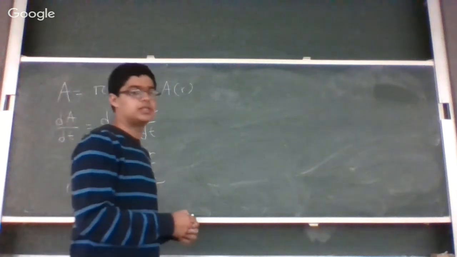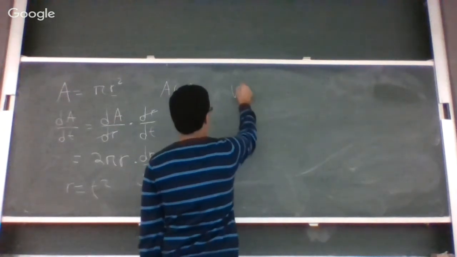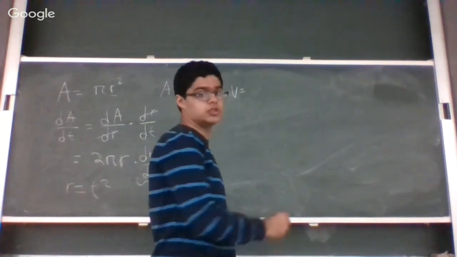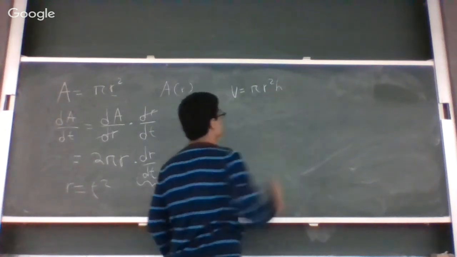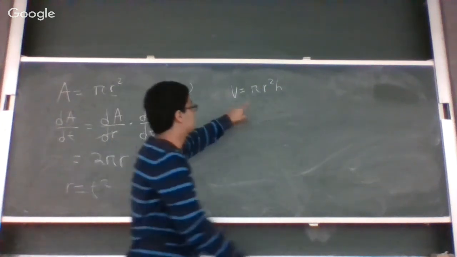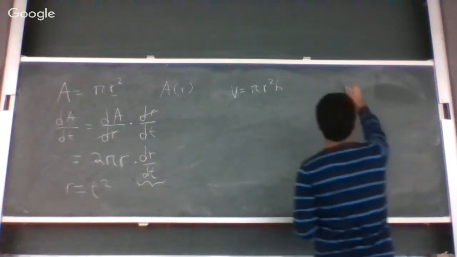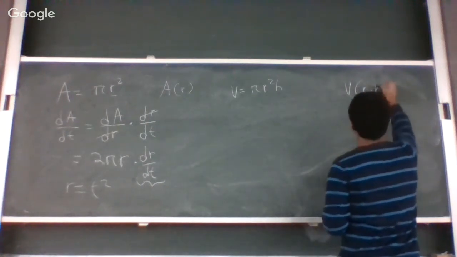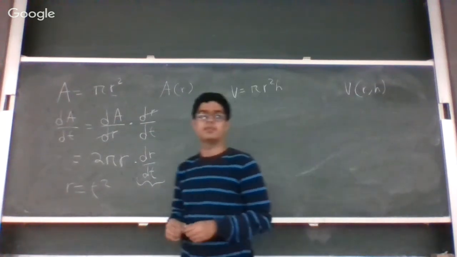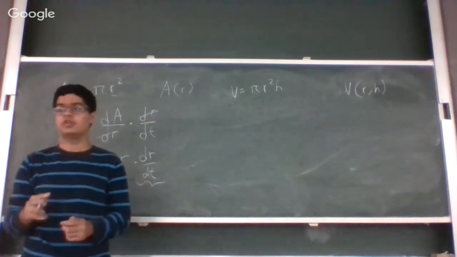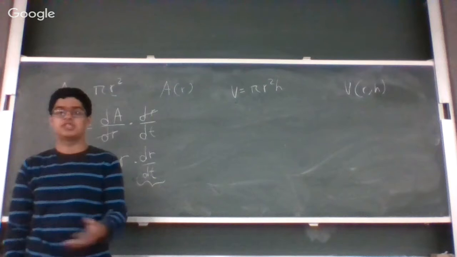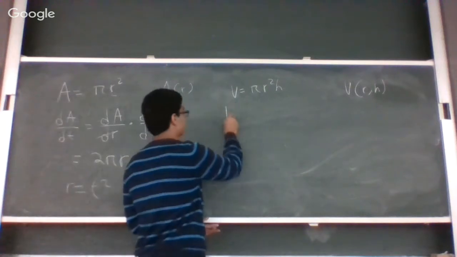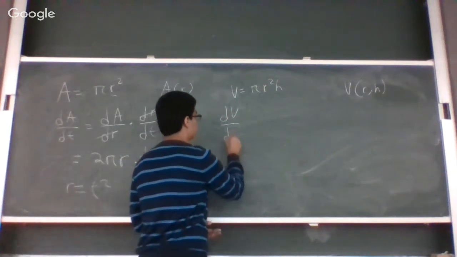So the example that they did was with volume of a cylinder, which is pi r squared h. Volume is a function of r and h. Okay? Because it has two variables in it. But if we want to know the relative change of volume, we need to take the derivative of it with respect to time.